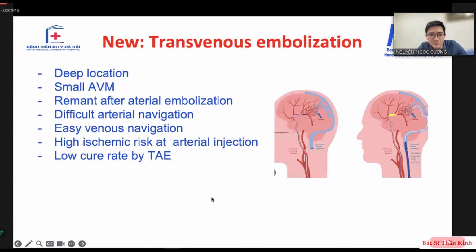So the new strategy of brain AVM embolization is transvenous embolization. As we see here, the multiple feeding arteries, we can occlude by the balloon, and the other microcatheter will go through the vein and into the AVM, and then we inject the glue. The glue will go to the nidus and to the feeding arteries. By this method, we can totally occlude the AVM.